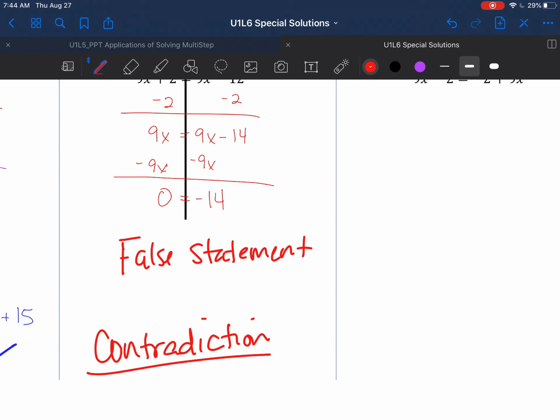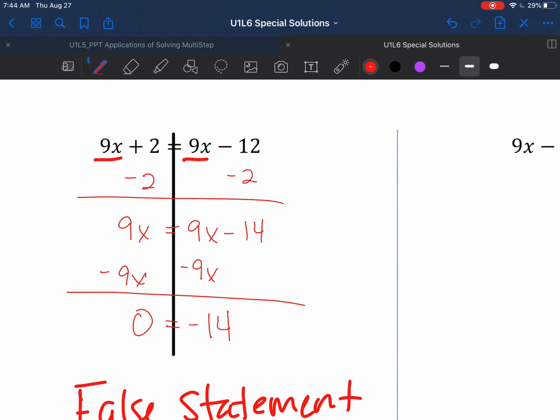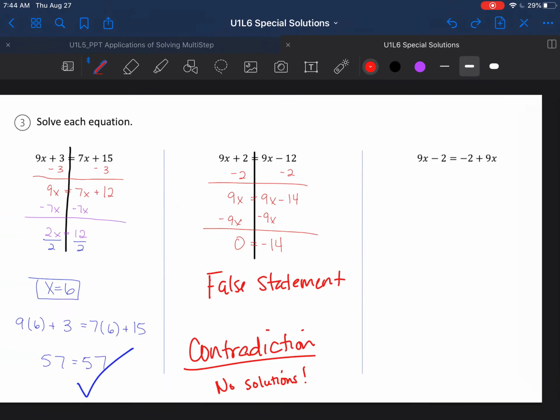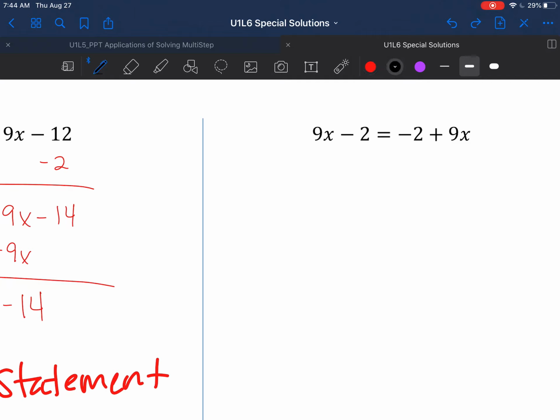And what does a contradiction mean? Well, it means that this equation has no solutions. No value of x can make this equation true because the coefficients of the variable were the same, but the constants were different. So let's check example 3.